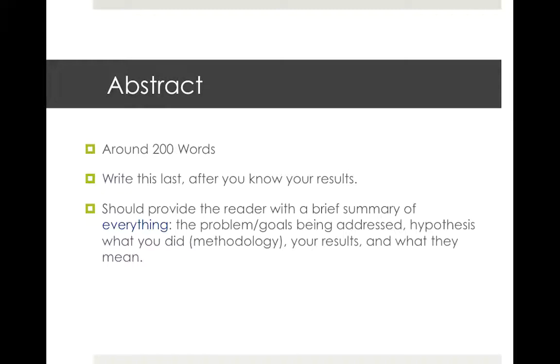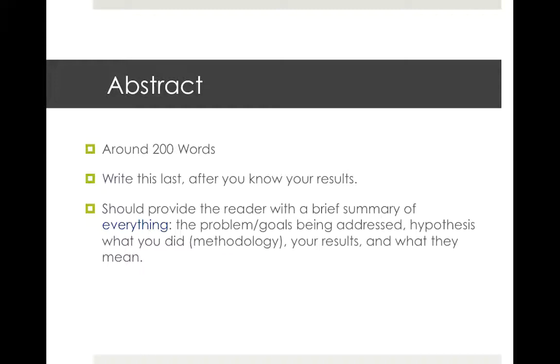An abstract is a really short paragraph that gives you the layout or summary of the article that you're writing. You usually write this last after you know your results, right? And after you've written all the other sections, because the abstract should provide the reader with a brief summary of everything. The really good abstracts give a sentence or two from each one of the major sections of the report, which is why it's really easy to write last.